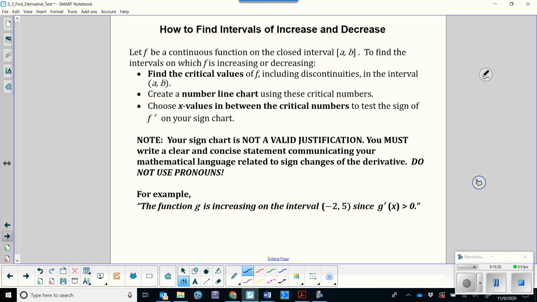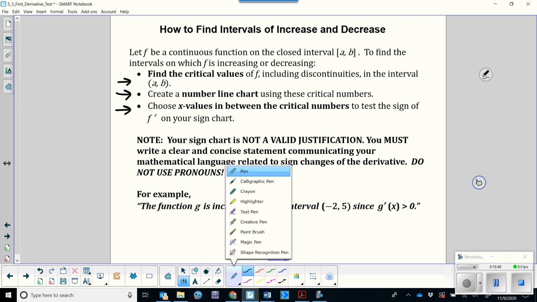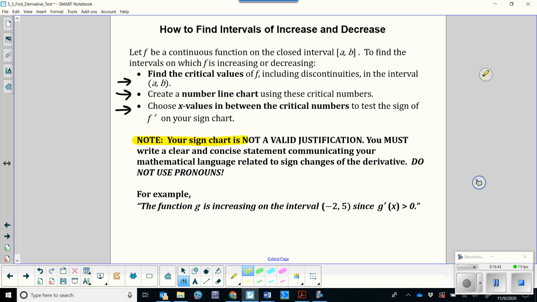So, some important things that you need to probably highlight here, and this is how we find it. So first, you're going to find the critical values. Then you're going to make a number line, a sign chart. And then you're going to pick numbers in between to find out if it changes. Now, this note here is really important, and I would definitely highlight it. Your sign chart is not valid justification. You must write a statement communicating your mathematical language related to the sign of the derivative, and do not use pronouns. So no, it is negative or something like that.